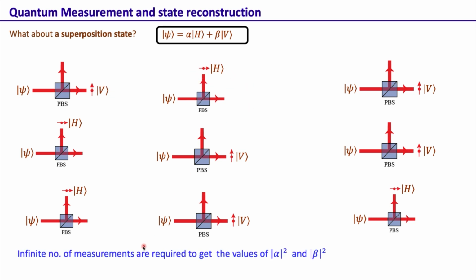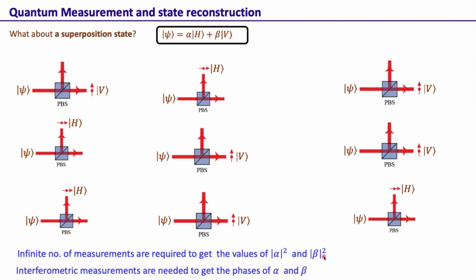So now an infinite number of measurements are actually required to get the values of alpha squared and beta squared. So that is the state reconstruction. In order to reconstruct the state, we need to know alpha and beta, but through these measurements we can actually get alpha squared, beta squared. And again, let me just stress that experimentally, in order to get alpha squared, beta squared, we'll have to do a lot of such measurements, and then just by counting how many times we have gotten H and how many times we have gotten V, we can find alpha squared, beta squared.